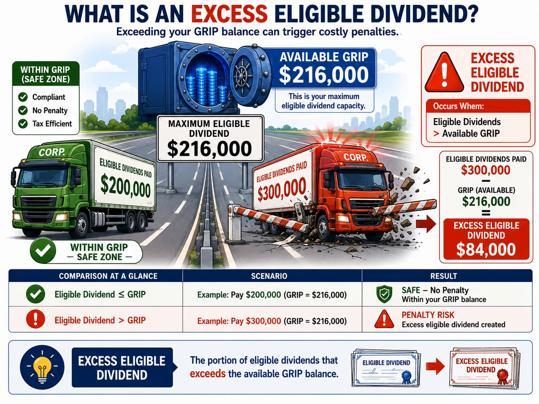This is why experienced tax professionals always compare planned eligible dividends against the available GRIP balance before making any dividend declaration. The key takeaway from this slide is simple. GRIP is your eligible dividend limit. Any eligible dividends paid beyond that limit become excess eligible dividends. And once an excess exists, the corporation may face significant tax consequences. In the next slide, we'll calculate the actual Part III.1 penalty tax that applies when an excess eligible dividend is created and see how expensive this mistake can become.